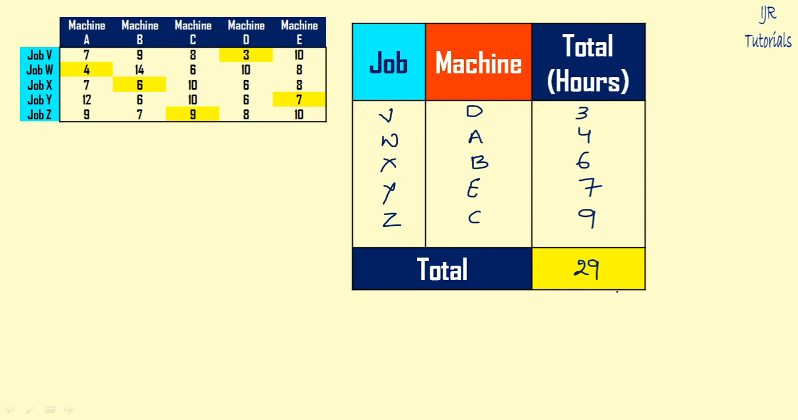So the optimum solution is 29 hours. So we can assign the job V to B, W to A, X to B, Y to E, and Z to C. So this is the optimal combination. So through this combination, we can get the minimum number of hours. So within the minimum number, we can get the good output.